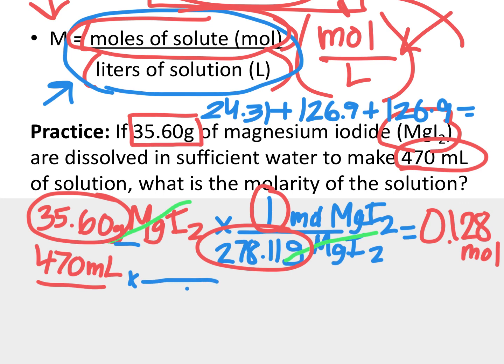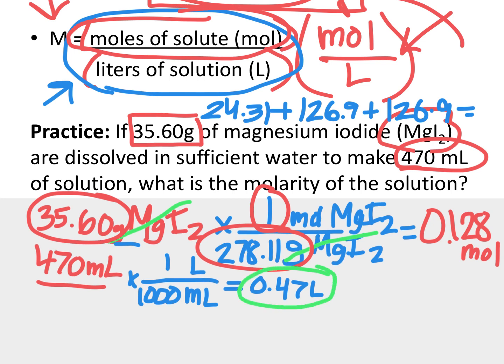So I'm going to do my dimensional analysis. I'm going to put milliliters on the bottom to cancel out, liters on top. And I know for every 1 liter, there are 1,000 milliliters. You can look that up if you didn't remember, but that's something we should probably know. So I'm going to do 470 divided by 1,000, and I end up getting 0.47 liters. We've got a lot of information here, but this becomes really straightforward. I've got my liters of solution. I've got my moles of solute.